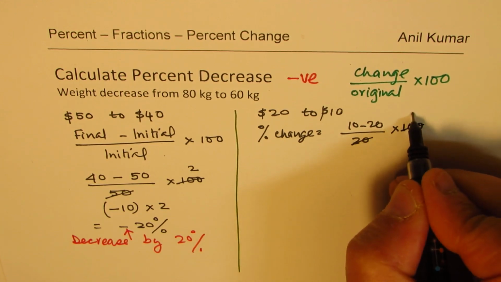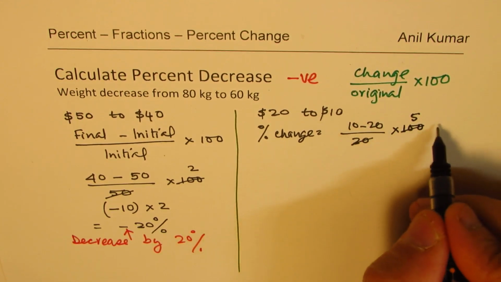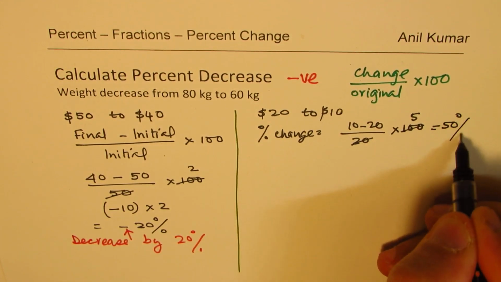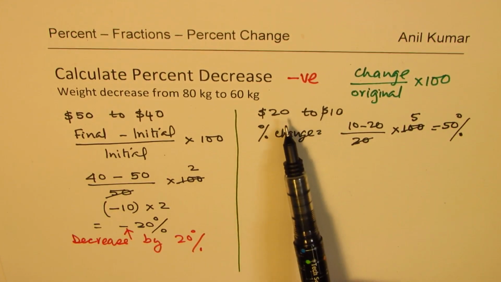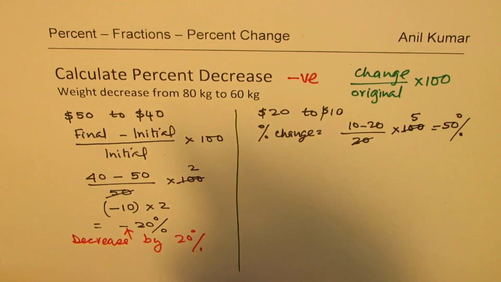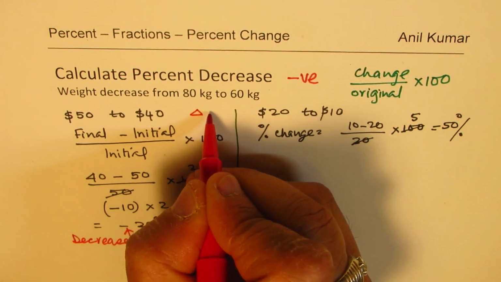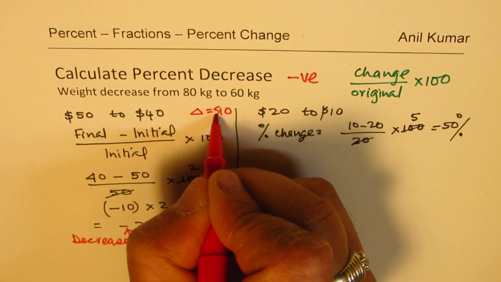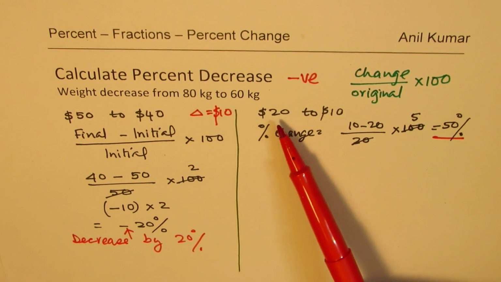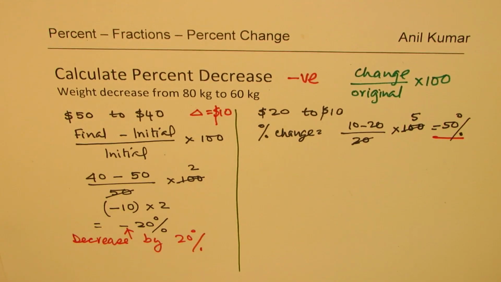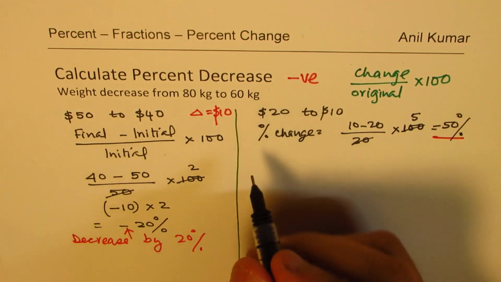So 20 goes 5 times, correct? Now this becomes a 50% change. Do you see that part? So if there is the same change of $10, in both cases the change is equal to $10, correct? But here percent is 20, here it is 50%, since the original cost was lower. Perfect. Now here is the exercise for you.